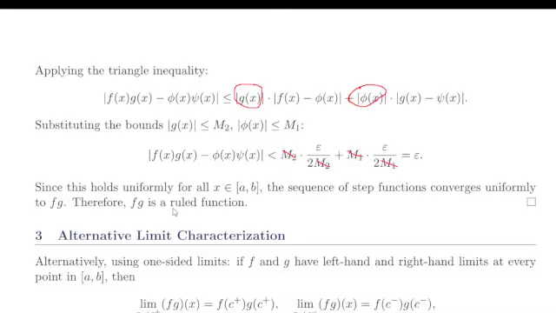Since this holds uniformly for all x in the interval, the sequence of step functions converges uniformly to f times g. Therefore, fg is a ruled function.